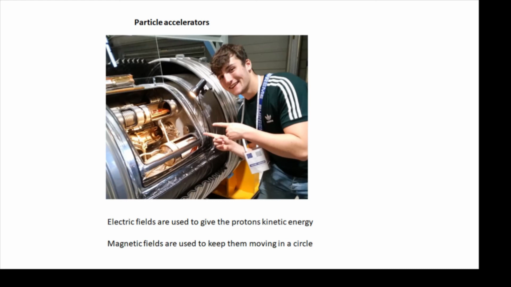Now, in a particle accelerator, electric fields are used to give the protons kinetic energy. So electric fields actually make the protons go faster. It gives them kinetic energy, well, as much as it can, relativistic effects ignored. Magnetic fields just keep them going in a circle. So the magnetic fields keep your protons moving in a circle, and then every time they go round, electric fields give them more and more and more energy.